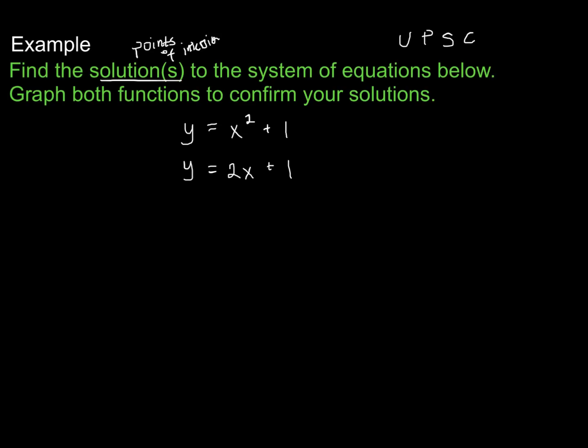Well, just like I did when I wanted to find where a particular function was equal to 0, like when I was finding the roots of a quadratic, I can do the same thing here, right? I have this quadratic function, and I can set it equal to this linear function. And what that's going to tell me when I solve is where the quadratic function and the linear function have the same value, where they intersect. So that's the first thing that I want to do.